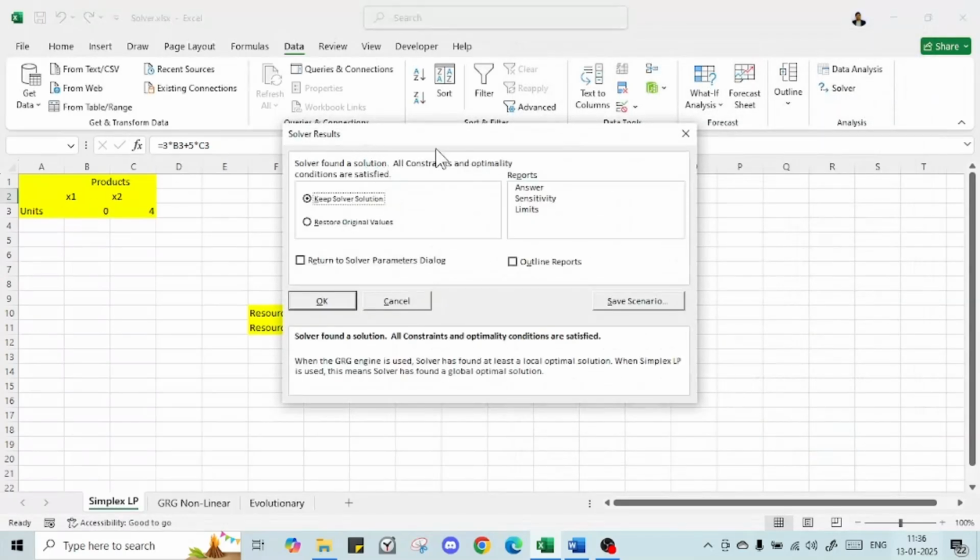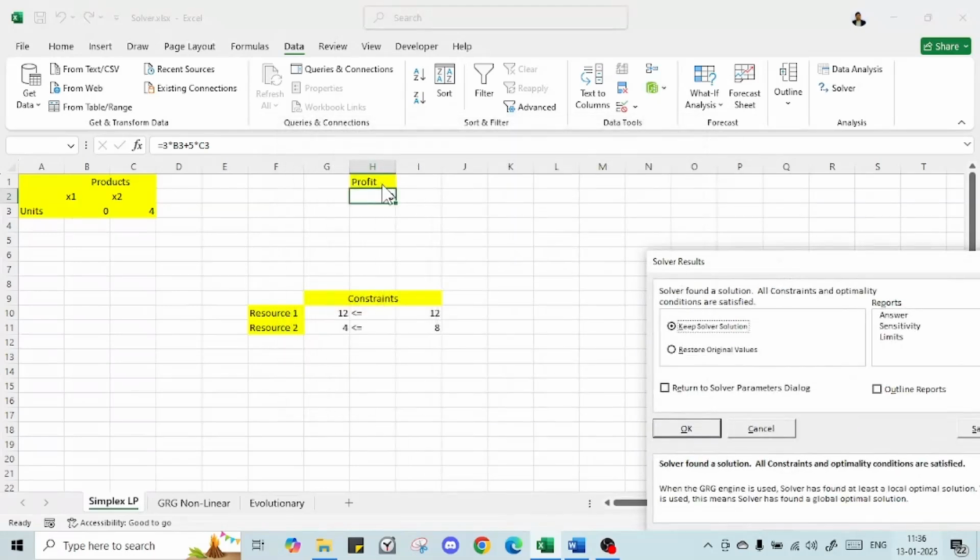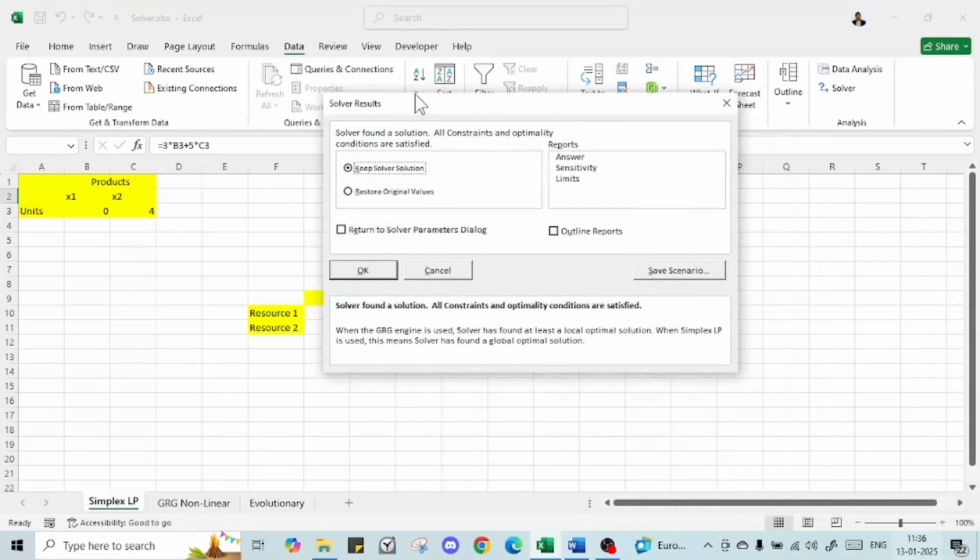We got a result over here. You're going to see that the maximum profit we can get is 20, and the number of units of X1 is 0, number of units of X2 is 4, which is required to produce for achieving this profit. Resource 1 is utilized optimally, whereas resource 2 is only used at 4 units, rather than the 8 units available. So let us go here.